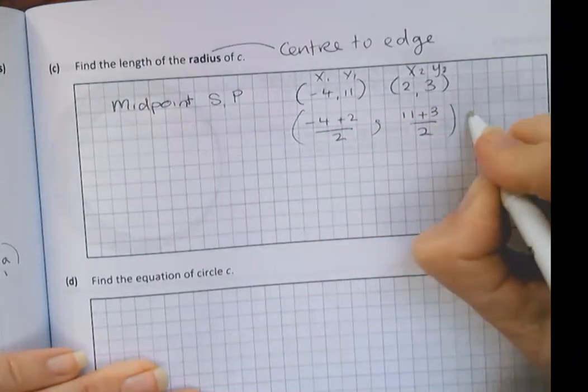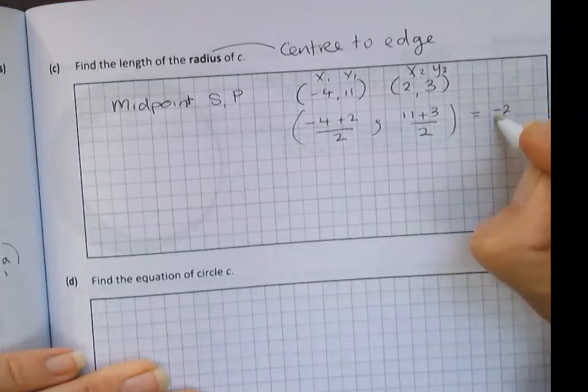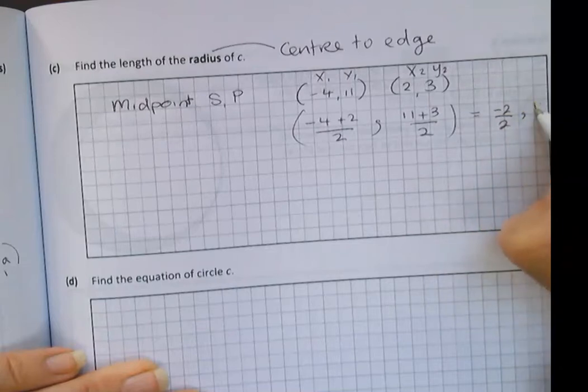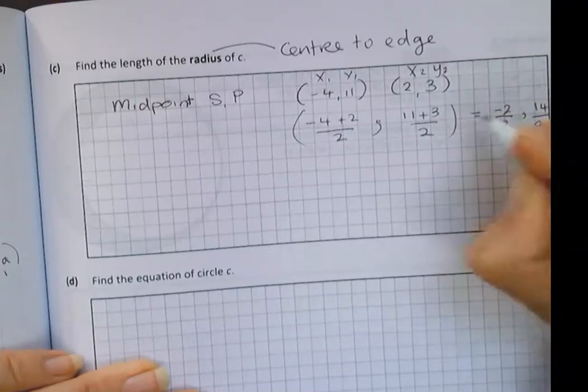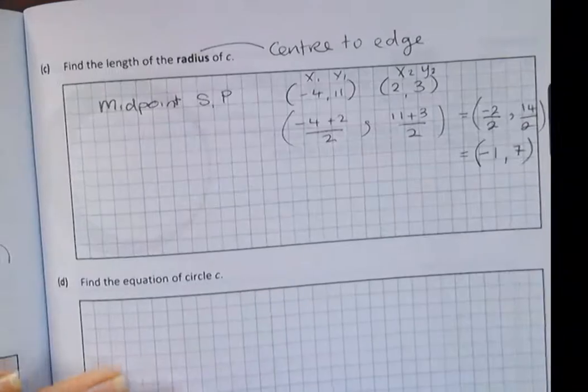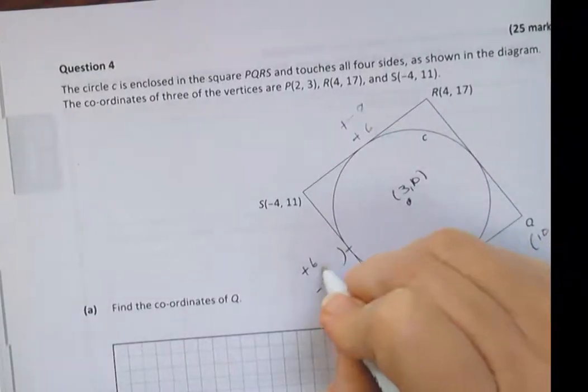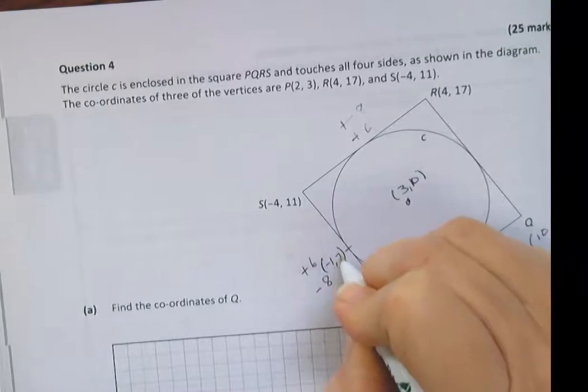Separate them by a comma. So -4 plus 2 gives us -2, so we get -2 over 2, and we get 14 over 2. So that midpoint is equal to (-1, 7). Alright, so if I show you what I'm talking about, this point here is (-1, 7).